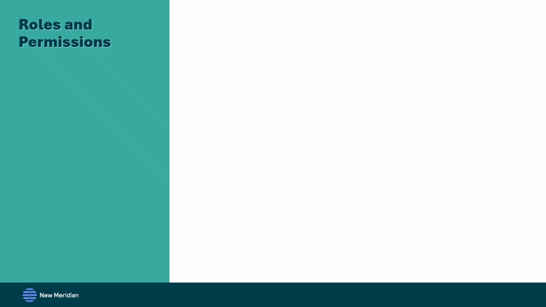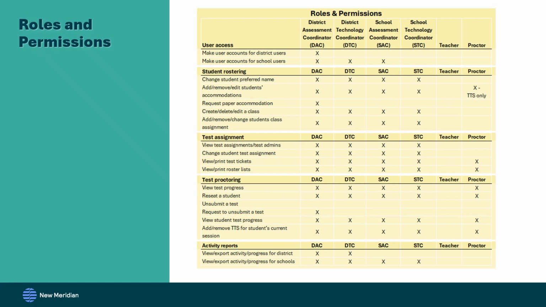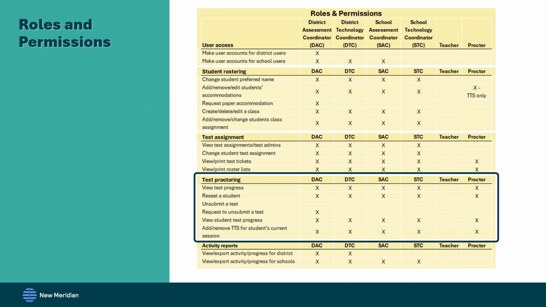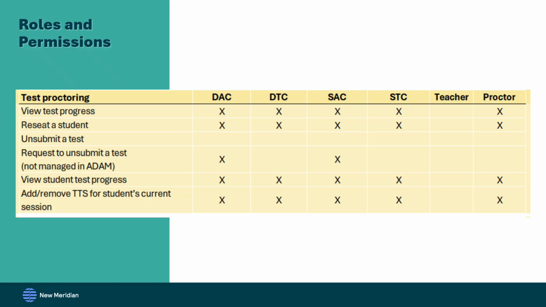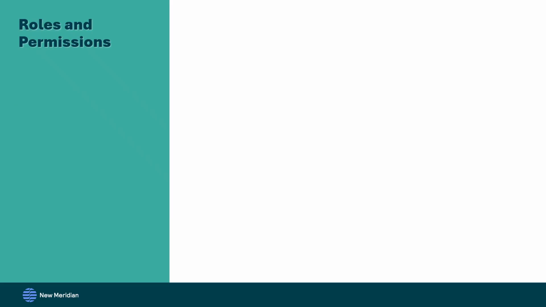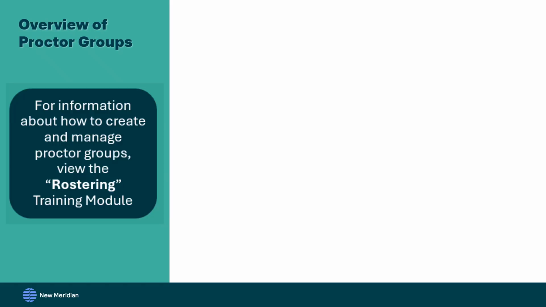Let's start our discussion about proctoring with a review of the roles and permissions related to proctoring. Highlighted on the screen are the actions associated with test proctoring. Proctors are able to view test progress, reseat a student, view student test progress, and add or remove text-to-speech for the session. Proctors cannot unsubmit an assessment session. The school or district assessment coordinator must request the unsubmission of an assessment session by calling the Maine Science Support Desk.